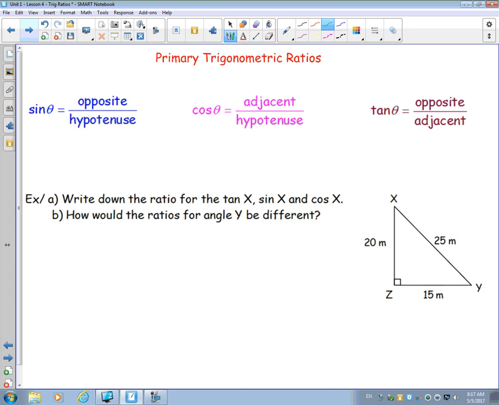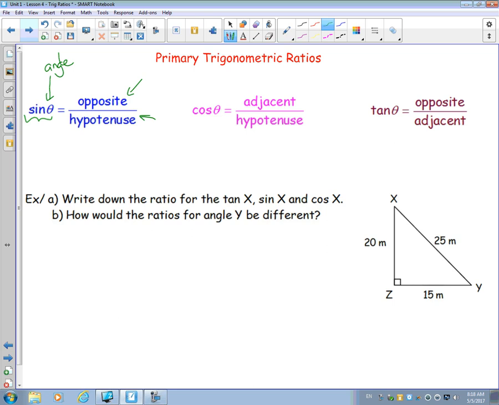Ratio number 1 is called the sine ratio. And the way it works is the sine of your angle. Remember, this is the angle. It takes the two sides, opposite and hypotenuse, and the ratio between those forms a scale factor. So if I know an angle, I can figure out either of the two sides.